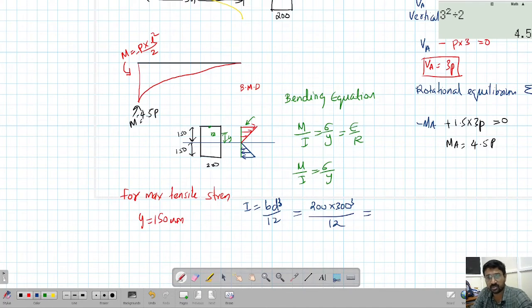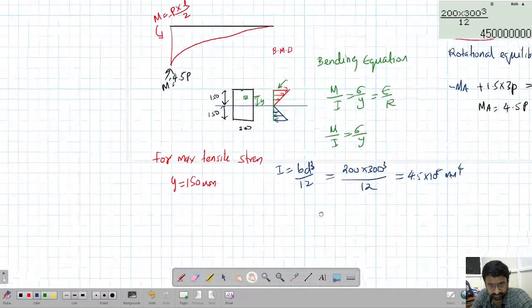So let's quickly calculate this. 200 times 300 cube by 12. This gives 4.5 into 10 raised to 8 mm to the power 4. I'll just quickly cross check. Okay, this is 4.5 into 10 raised to 8.